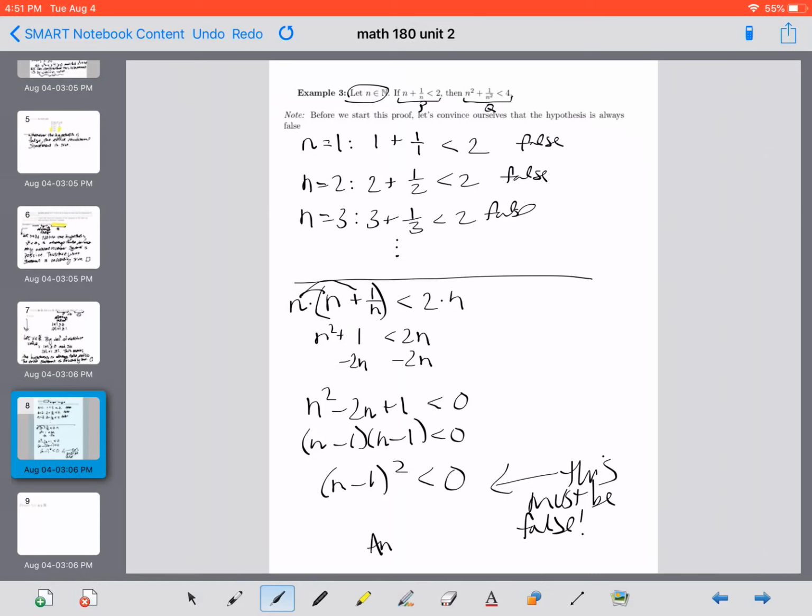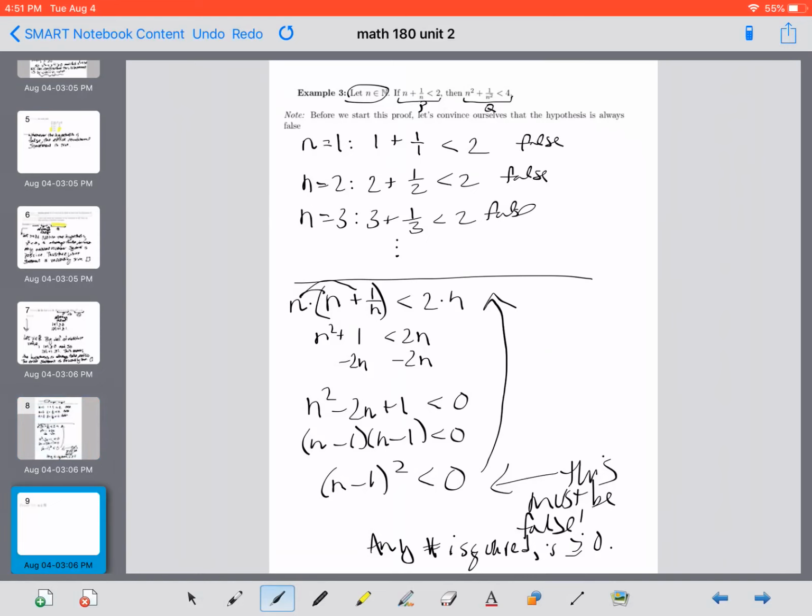Any number squared is greater than or equal to 0. So in particular, it cannot be less than 0. So using this argument and working backwards till we get to here is how we're going to be able to show that that hypothesis is always false. All right, so let's try to write this out a little bit more carefully on the next page.